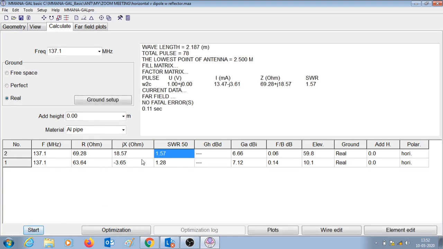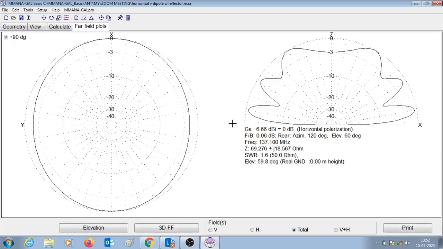So let's just calculate again. We'll not look into SWR much. We can tune it by changing the lengths and everything. What we are interested in is the far field plots. So what we'll do is a comparative study. Now here, the first thing that we observe is there is no depression here. It's omnidirectional. So this has improved already.